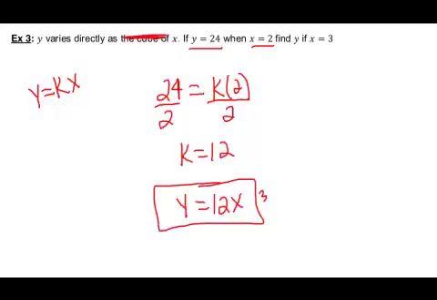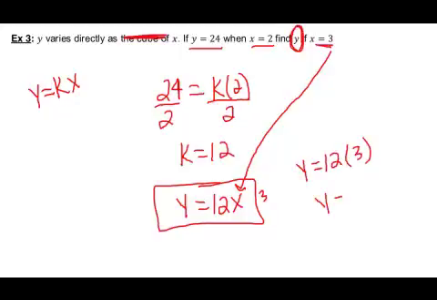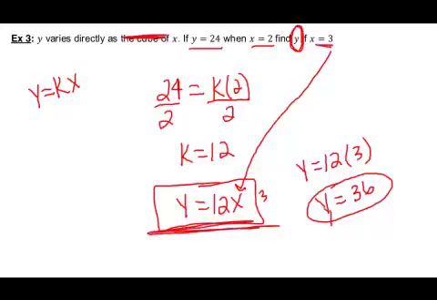Now, instead of asking for an equation, it asks us to find y when x equals 3. So from this equation, we're going to plug in 3 for our x value, and then we're going to solve for y. So y equals 12 times 3. So y equals 36. This just tells us that if x equals 3, then y is going to equal 36 based on this equation that we found.